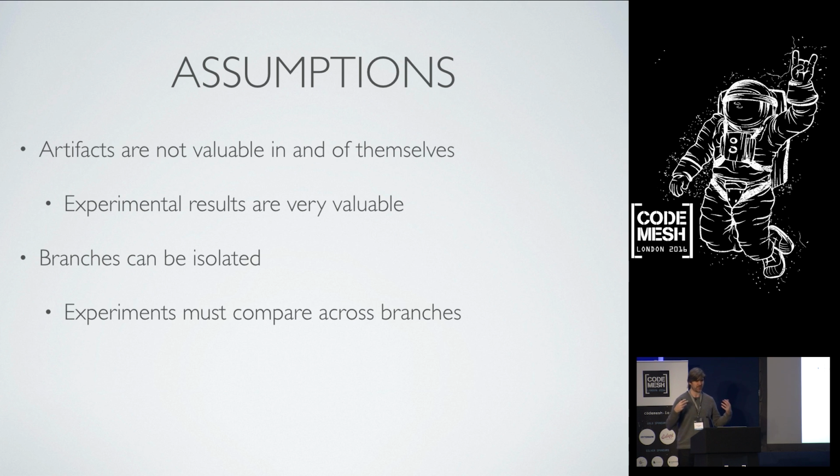The branching model is all about isolating things. It's not about being able to easily compare things. When your need is to compare things, it's not a very good fit.